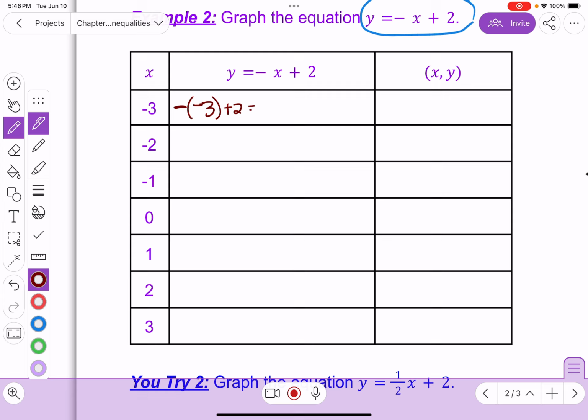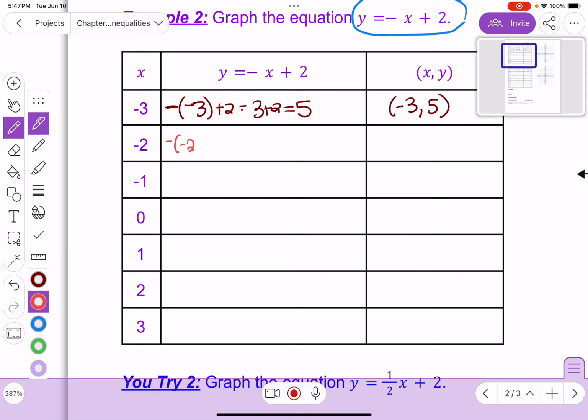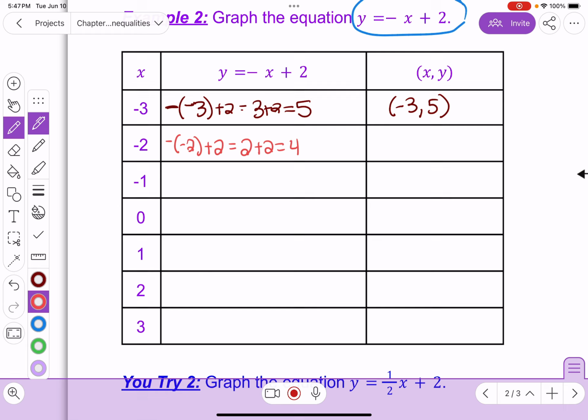Now, when we have those two negatives in a row, they're going to cancel. So negative 3 is really positive 3. So positive 3 plus 2 is 5. So that gives us a coordinate of negative 3 comma 5. Now I'm going to do the same thing with the negative 2. So negative 2 is positive, and 2 plus 2 is 4. So I have negative 2 comma 4.